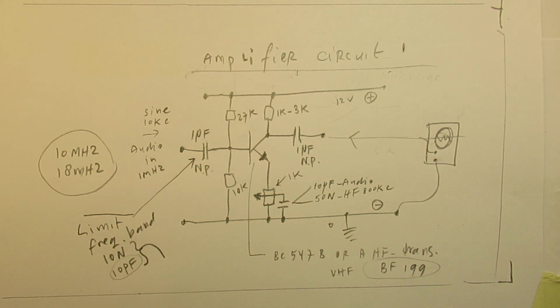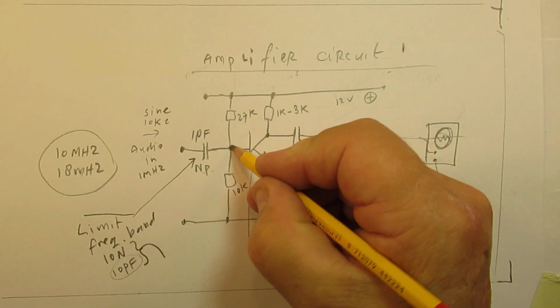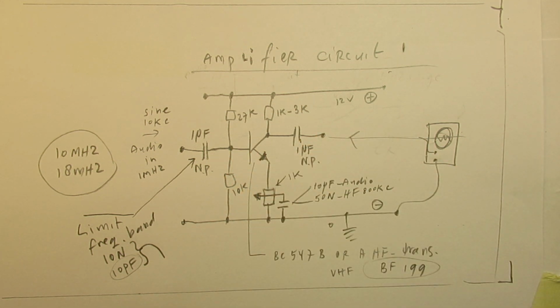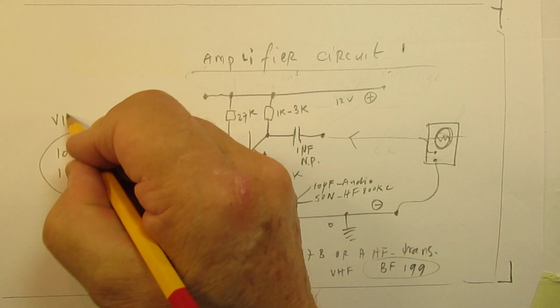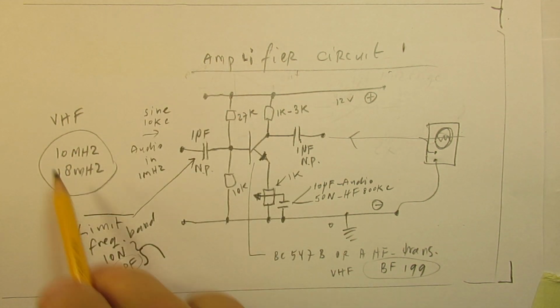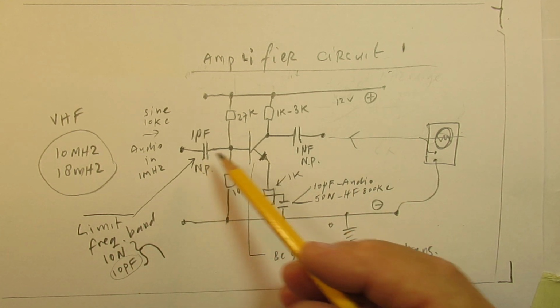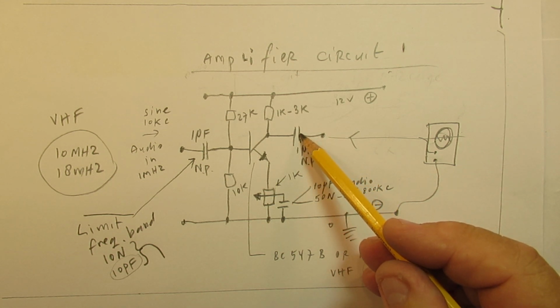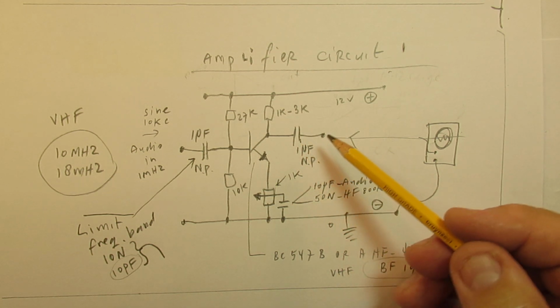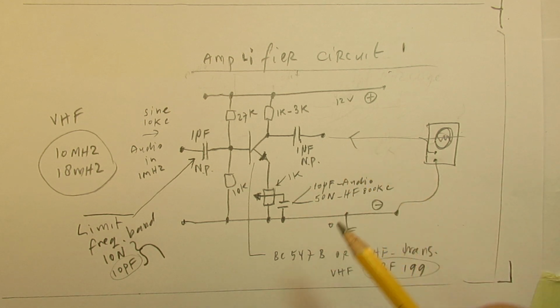For higher frequencies, other circuits are better usable. They are on the World Wide Web, and then I especially mean the grounded base circuits. They are often used for VHF, very high frequencies, or ultra high frequencies. But in this case, with a 10 picofarad capacitor here and a 10 picofarad capacitor here, you can amplify these high frequencies.